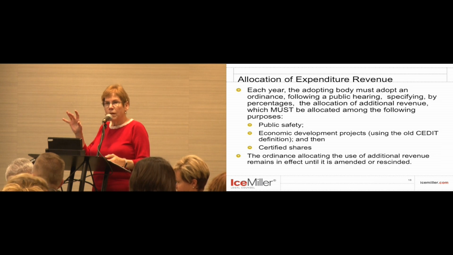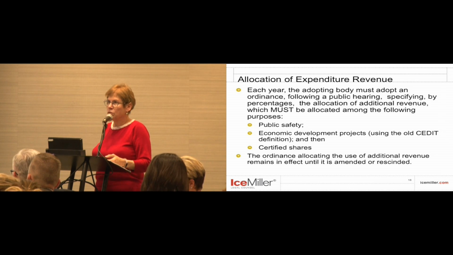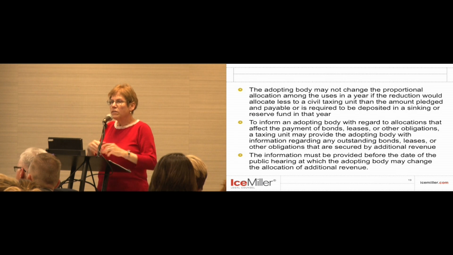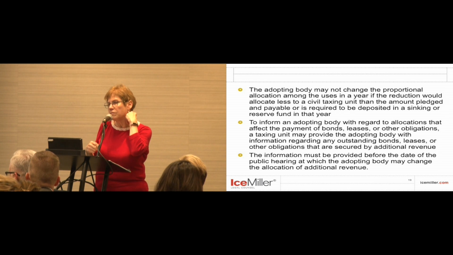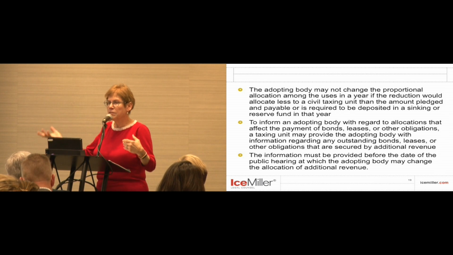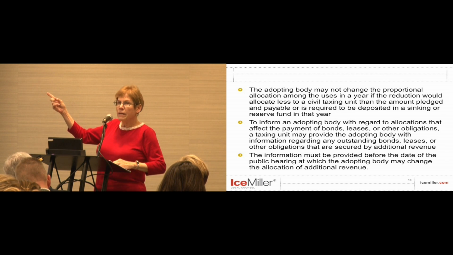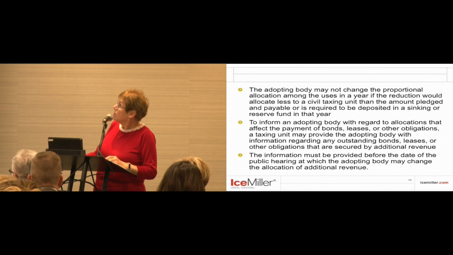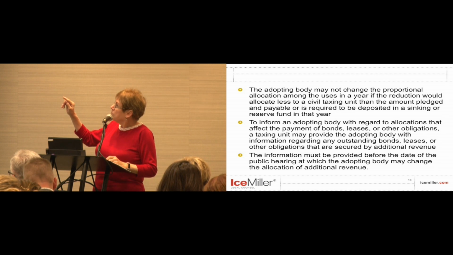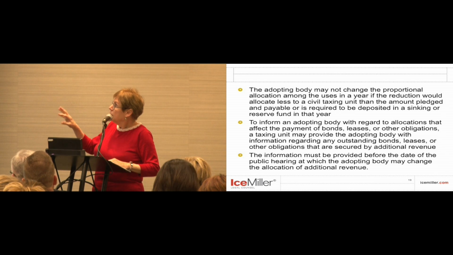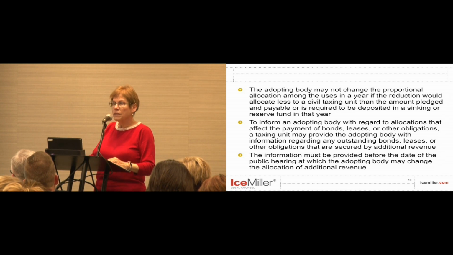There are a couple of caveats here, and these are very important to financing, is that when the adopting body is deciding, well, maybe we don't want to give 0.5% of revenues to economic development, we want to put it all in public safety. If anybody in the county has bonds or leases that are outstanding, the adopting body can't do that. They're not allowed to change the proportional allocation among those uses if anybody's got bonds or leases outstanding.